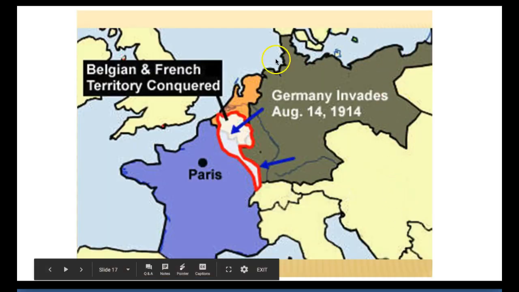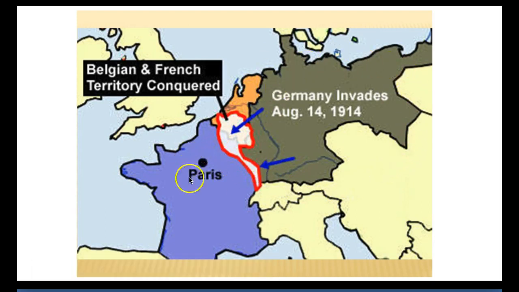So here is Germany. Here's Paris. This is where they're trying to get to, Paris, France. And this is Belgium. So these guys go through Belgium, which has nothing to do with the alliance system. And of course, I told you to look for Great Britain, which is very, very close to this area. It's actually a fairly narrow waterway that separates it.